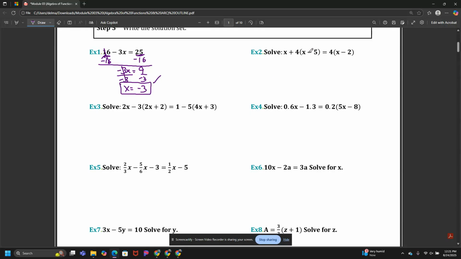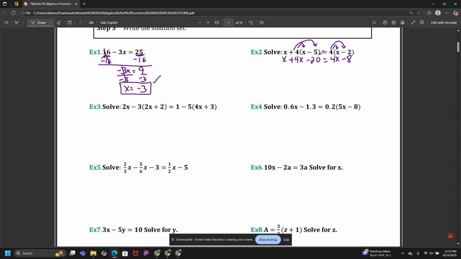Now let's look at this one. This one has some of that distributive property that I need to apply first. So I'm going to ensure that I multiply. There's nothing done to the x, so it's going to come down. Positive 4 times positive x becomes positive 4x. Positive 4 times negative 5 is 20, but it's negative 20, because a positive times a negative is negative. Now on this side, 4 times x is 4x. Positive 4 times negative 2 is negative 8.